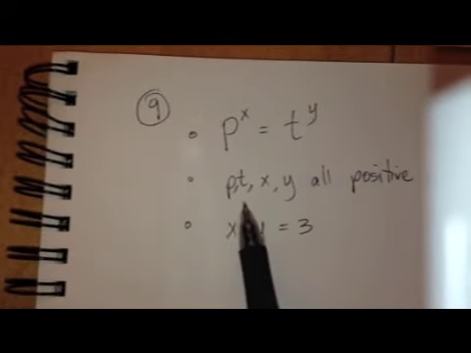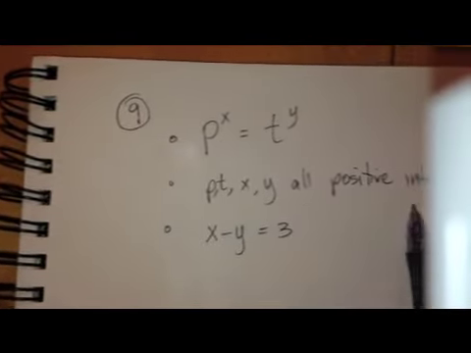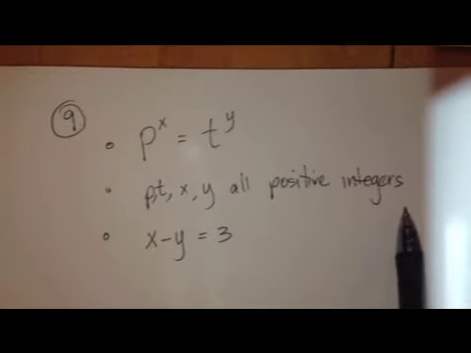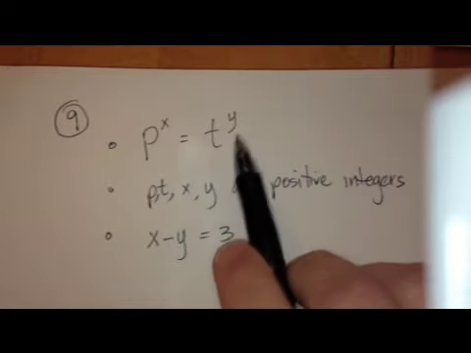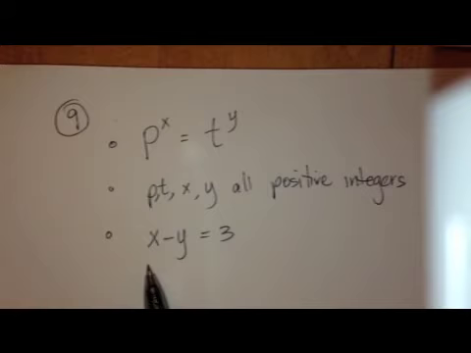We know that p, t, x, and y are all positive integers. That means whole numbers, no decimals, all bigger than 0. P to the x power equals t to the y power, and there's this interesting relationship, x minus y equals 3. Why do I hate this problem so much?